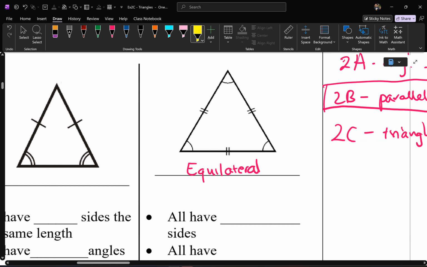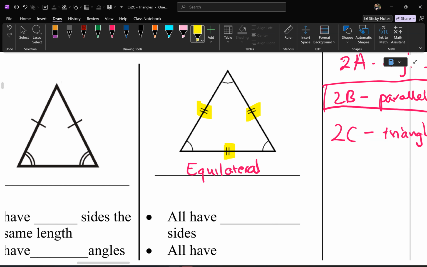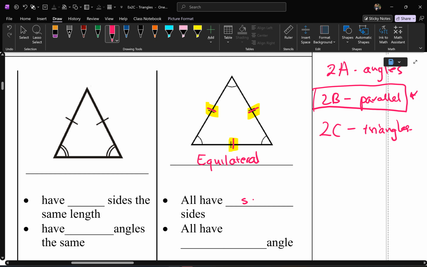Very good. At a year 8 level, I do expect that when you're drawing equilateral triangles, you must put in a dash. It doesn't have to be 2, it could be 1 dash, but they all have to have the same dashes. If they all have the same dashes, it implies the lengths of the 3 sides are the same. Therefore, here all have the same sides.